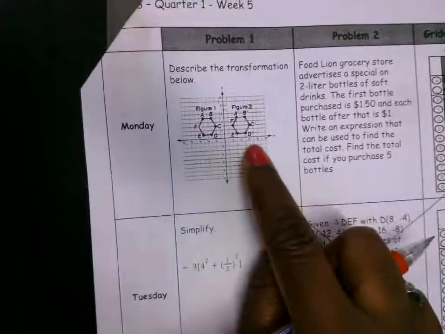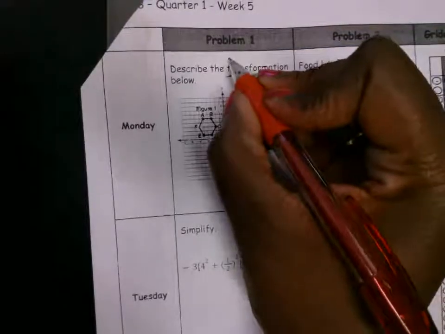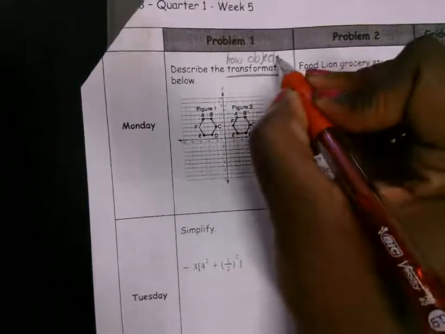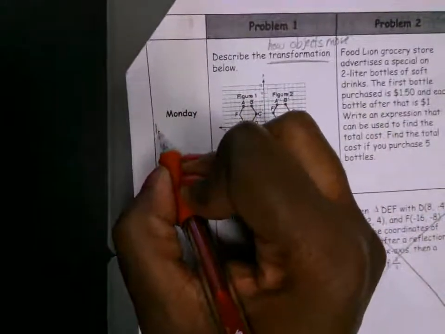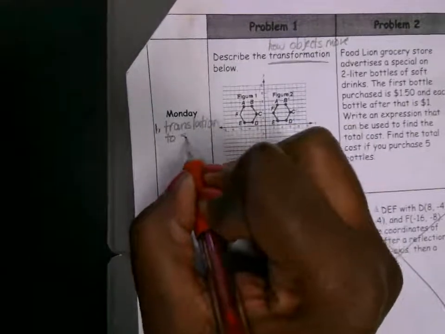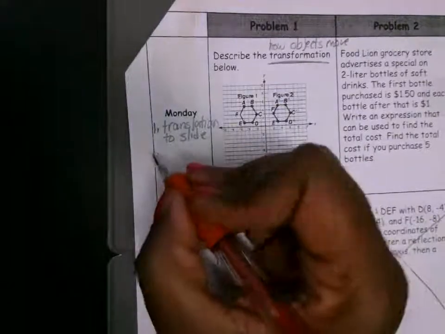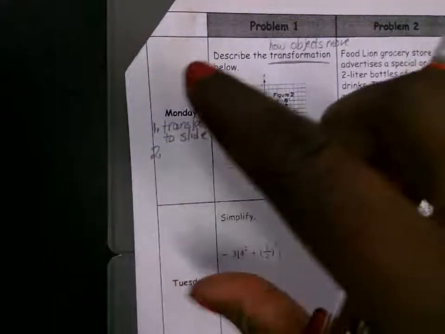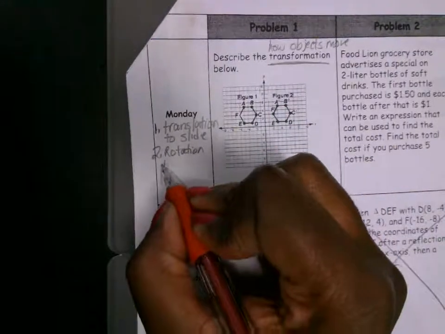I'm going to give you some options here for this. Transformations are how objects move on the coordinate plane. There are 4 ways in which an object will move on a coordinate plane. The first is translation. Translation is to slide. That's one of the options that this could be. Second move on a coordinate plane that an object could do, an object could rotate or turn. Rotation. Rotation is to turn.